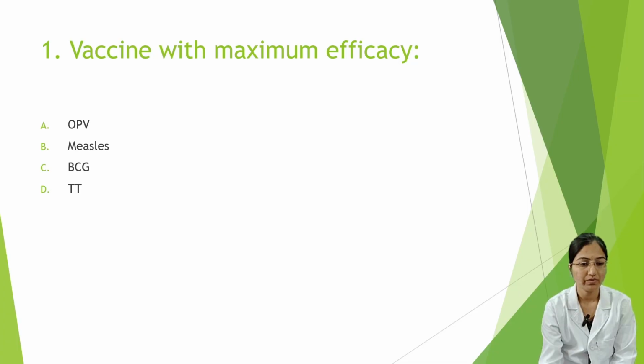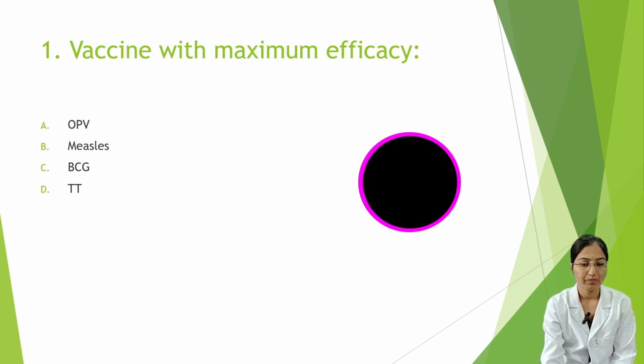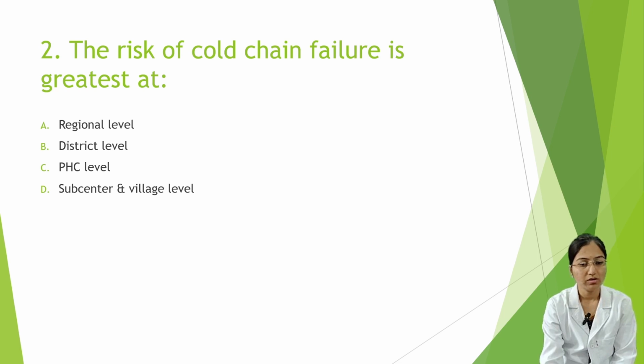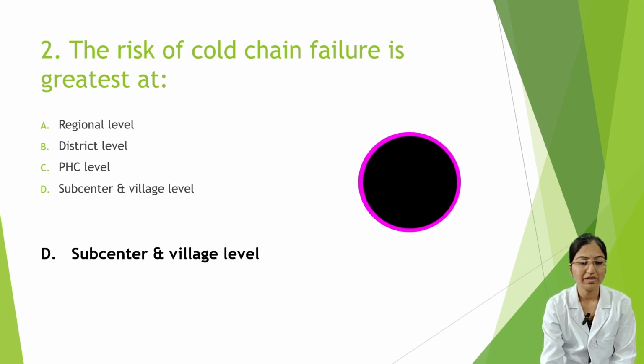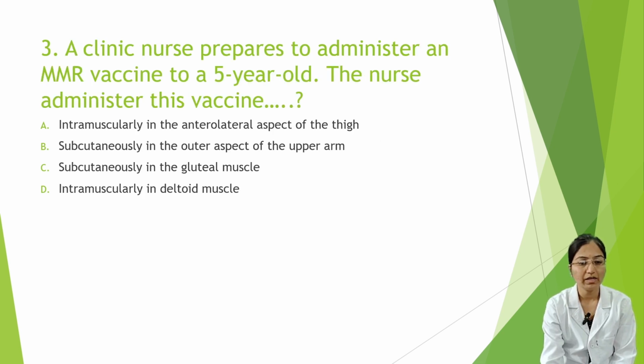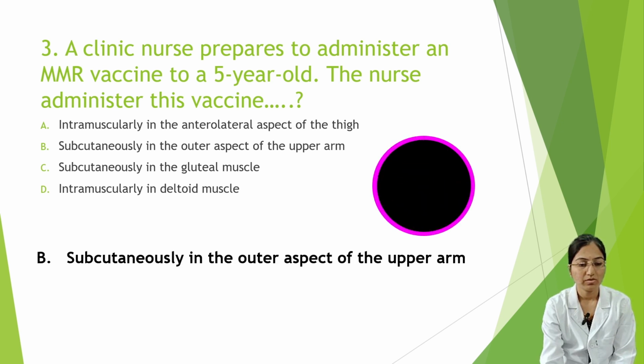See the first question. Vaccine with maximum efficacies. Options are here. Measles. Next question. The risk of cold chain failure is greatest at sub-center and village level. Next question. A clinic nurse prepares to administer an MMR vaccine to a 5-year-old. The nurse administers this vaccine for that is subcutaneously in the outer aspect of the upper arm.